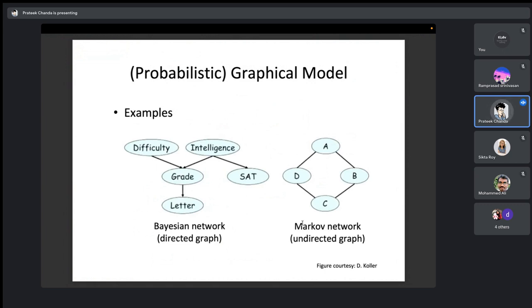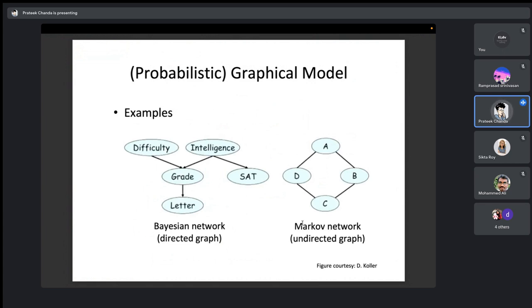But in the case of a Bayesian network, if you see the grade and letter part, if you get a good grade, you would get a good letter. But if you get a good letter, it doesn't mean that you got a good grade.